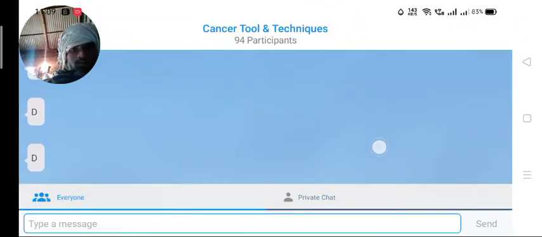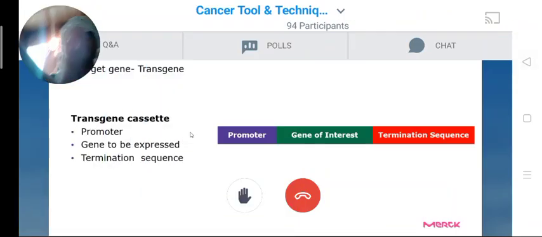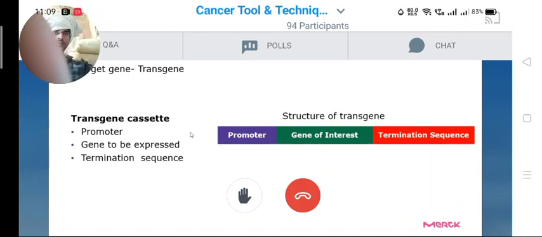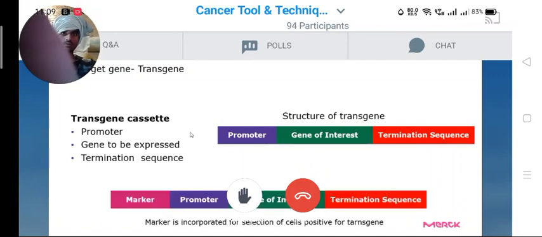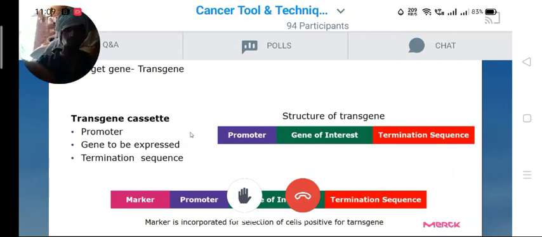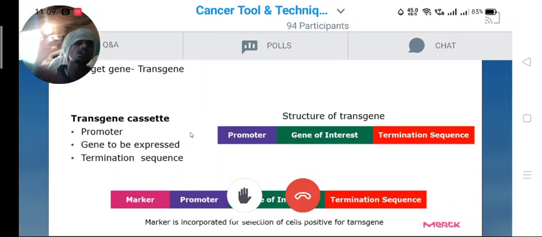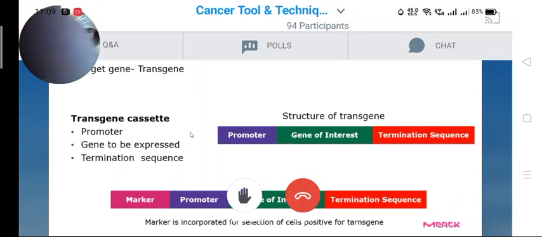Right? Sometimes this transgene cassette will also contain an antibiotic gene, which is known as a marker. Because once you inject this transgene into animal cells, you have to screen which cells are actually getting the transgene, and then this antibiotic marker will help you to screen those cells which actually receive this transgene.